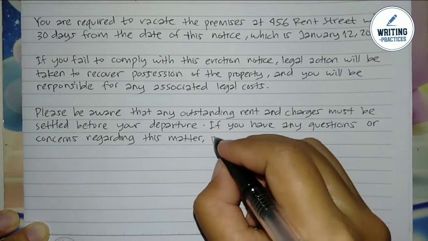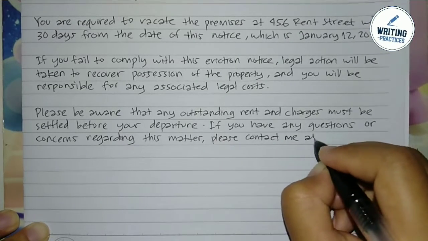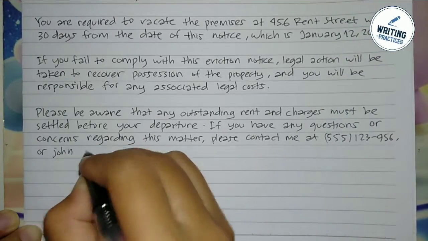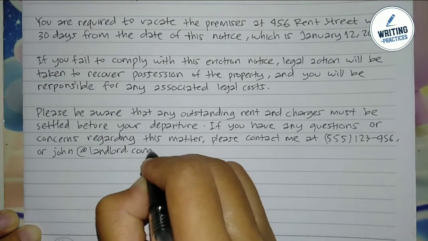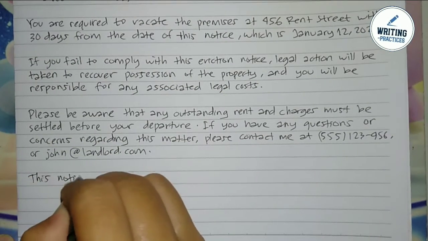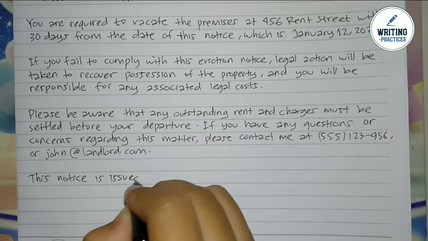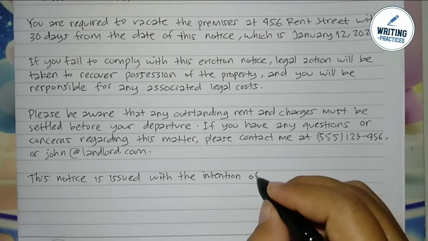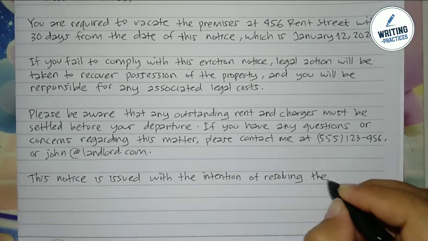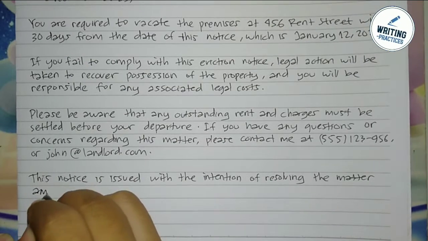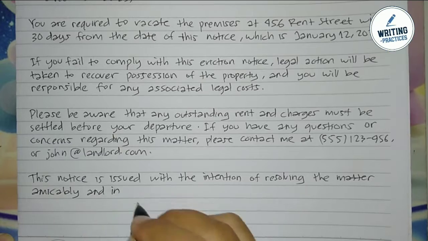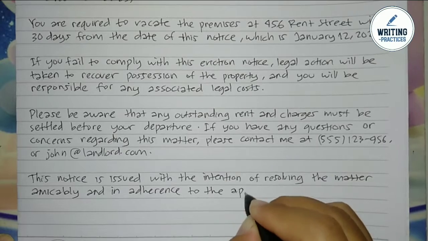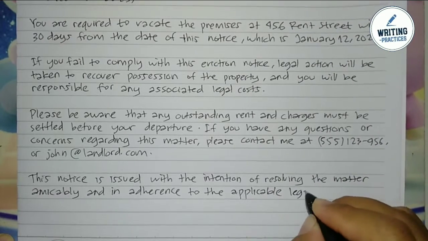You may write it like, "If you have any questions or concerns regarding this matter, please contact me at 555-678-9012, or john.landlord@email.com." And in the last paragraph, this is where you write intention and conclusion. Yes, you have to clarify that the notice is issued with the intention of resolving the matter amicably, and in adherence to legal procedures. If you have no idea what to write in this section, you may simply copy this. "This notice is issued with the intention of resolving the matter amicably, and in adherence to the applicable legal procedures."